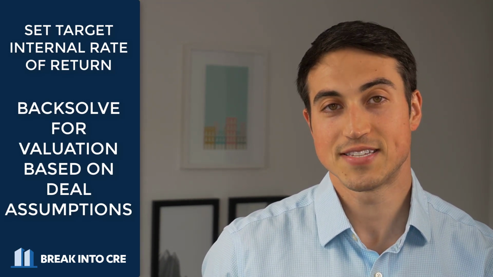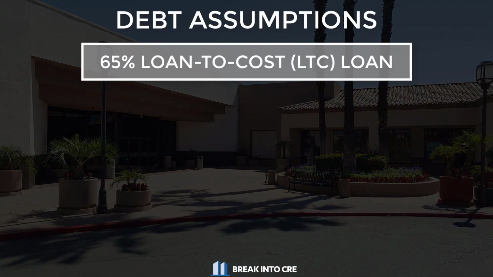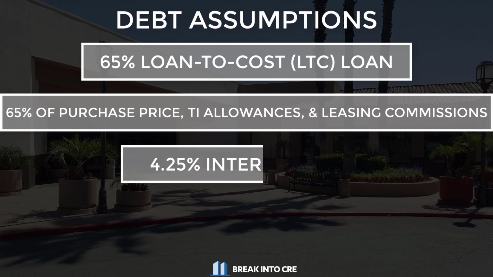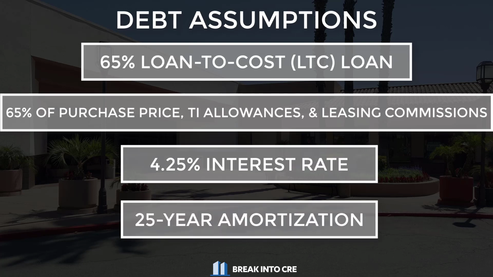So let's go back to this same deal and say that we use a 65% loan to cost loan to pay for the property when we first acquire it. This means that 65% of our project costs, which for the purposes of this example will include our purchase price, our tenant improvement allowances, and our leasing commissions, are going to be funded as loan proceeds when we buy the deal. Let's also say that we assume that our interest rate is 4.25% and our amortization period is 25 years.